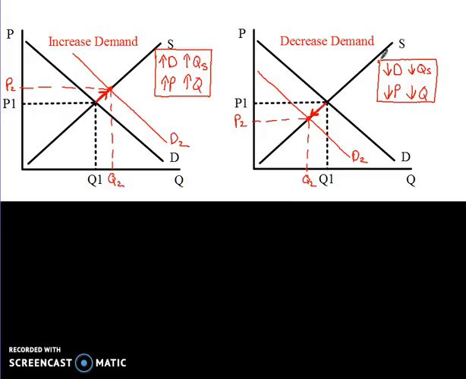So we have increased demand, decreased demand. On the next video, we'll look at what happens when the supply curve shifts. So we'll look at increase supply and decrease supply. We'll look at that on the next video.